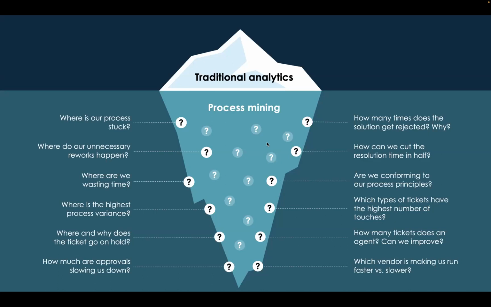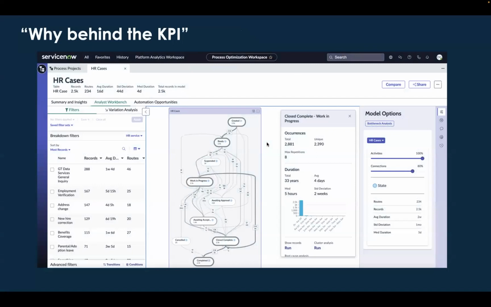So things like, where is our process stuck? Where is the rework happening? Where are tickets ping-ponging between groups? Where aren't we conforming to the process we've designed? These are all things that have historically been difficult to answer and act upon. And now in a couple of clicks with process optimization, you're going to be able to start answering those questions. We here at ServiceNow like to say process optimization is going to get you to the why behind all of those KPIs that you have on your dashboards.